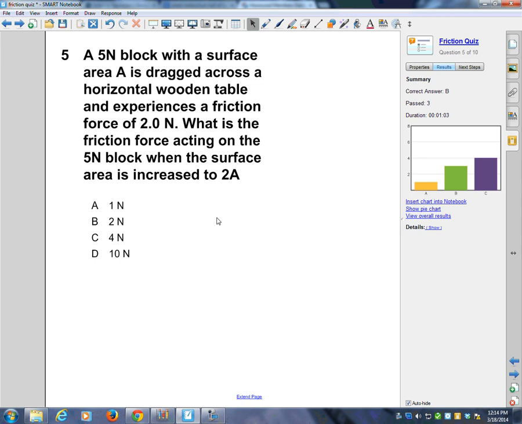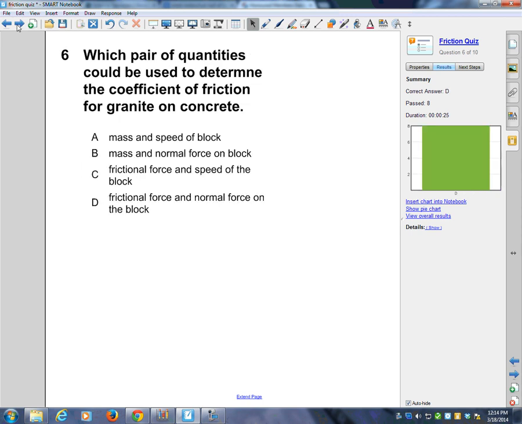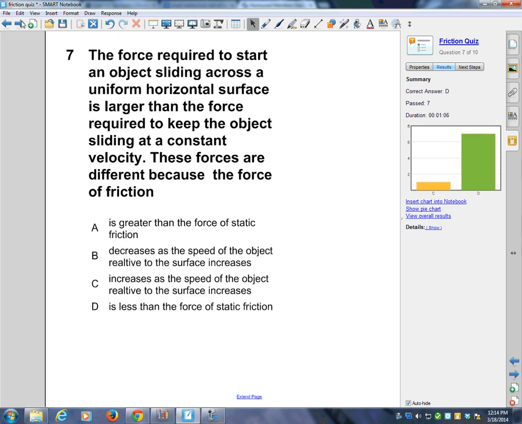Which pair of quantities can be used to determine the coefficient of friction for granite on concrete? You would need the friction force and the normal force on the block. D. You guys did well with this. Correct answer here is D as well. It's less than the force of friction. Static friction is always the greater of the two.